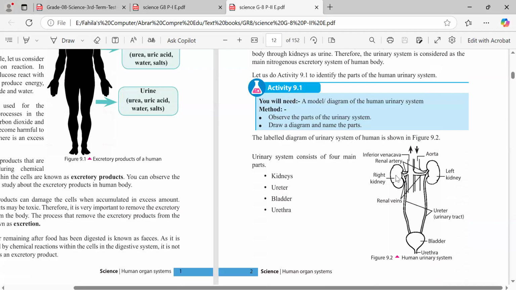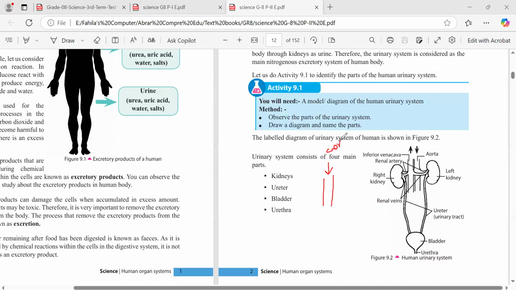And then what happens? The blood is taken away from it, right? That is done by the renal vein. The blood is taken out of the kidneys by the renal veins, and then that is connected to the inferior vena cava. If this picture is not clear, I'll just draw a rough sketch. The aorta brings the blood in, right?